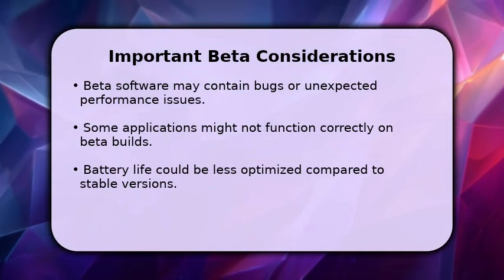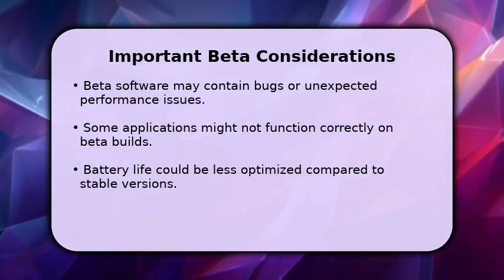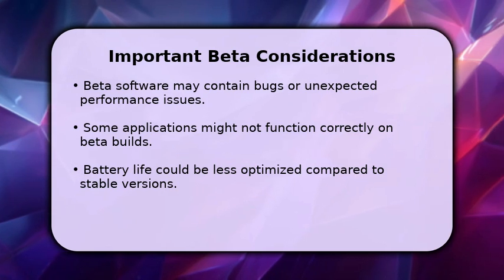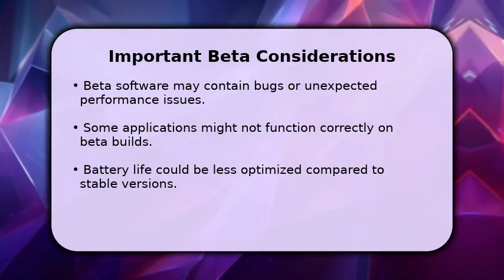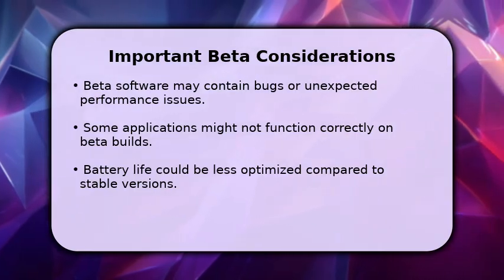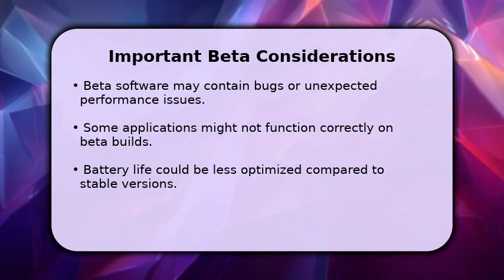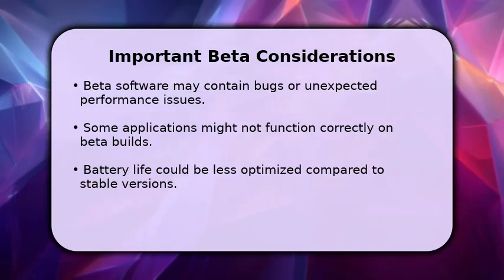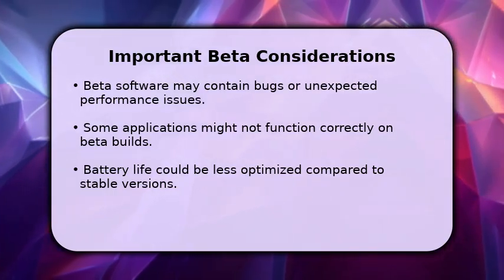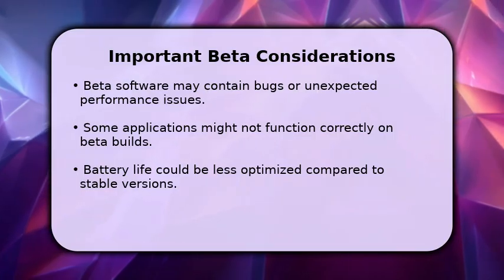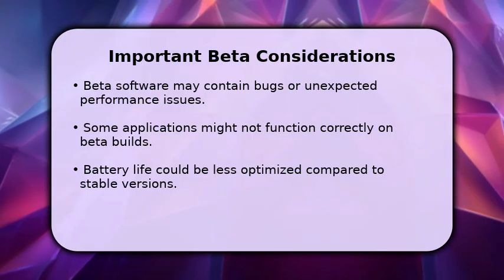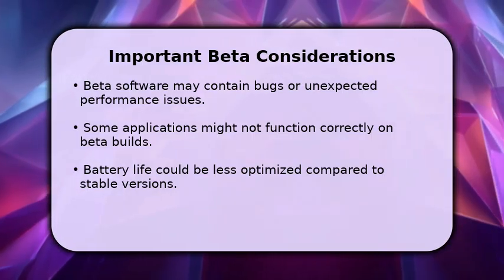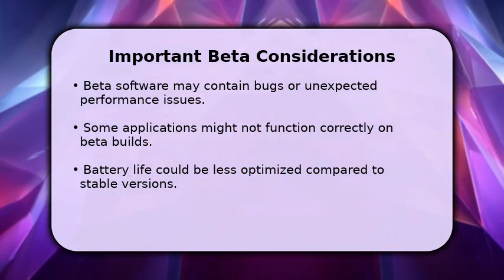Before you enjoy the new features, remember some important considerations about beta software. Beta builds might have bugs or performance issues, as they are not final versions. You might also find that some of your favorite applications do not work perfectly. Additionally, battery life could be less optimized than on a stable release. While you can often revert to a stable version, this process might lead to data loss, so always keep those backups handy.